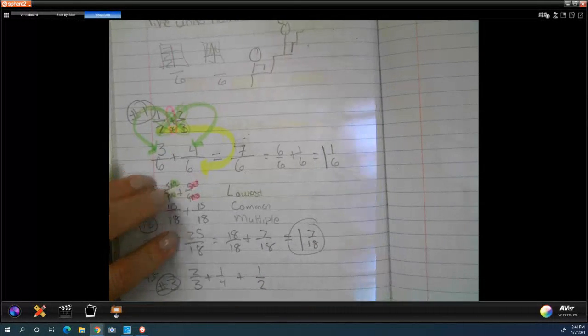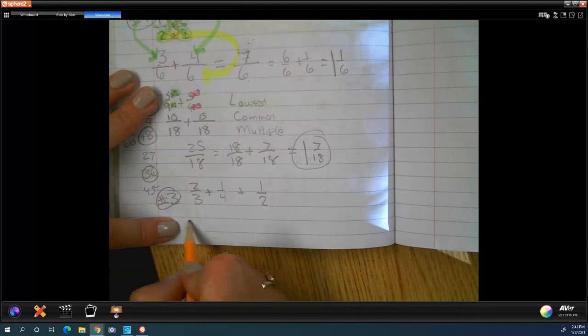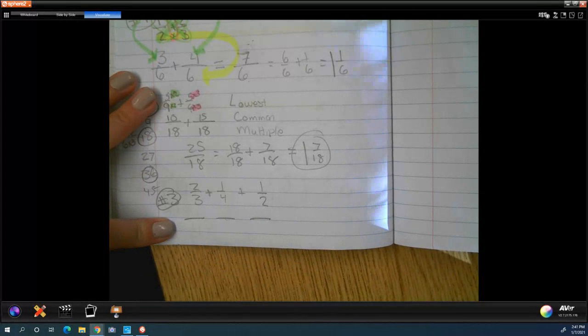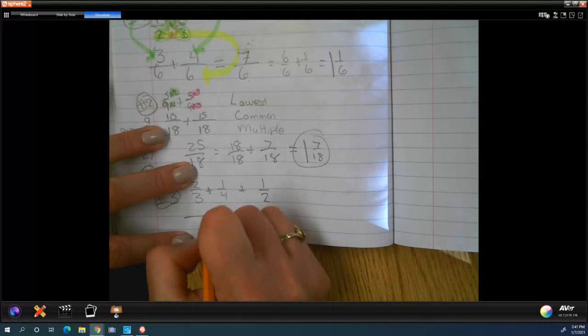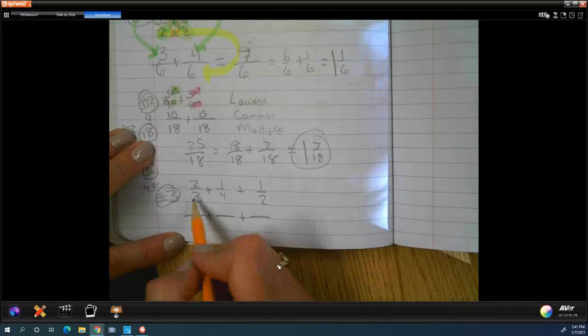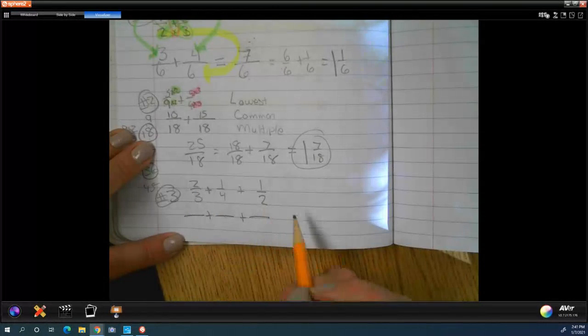Now, just like we have been doing all along, we have to definitely get new denominators, right? We have to get like units. So I'm going to go ahead and bring my plus signs down. Now my job is to think of the lowest number that all 3 of these numbers can go into.